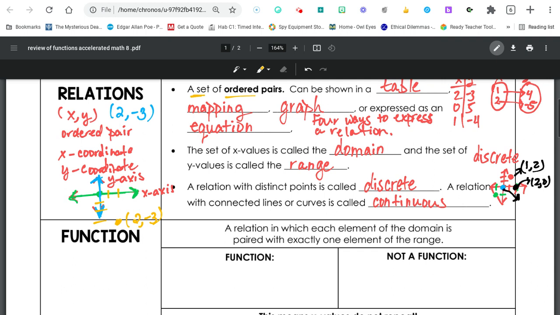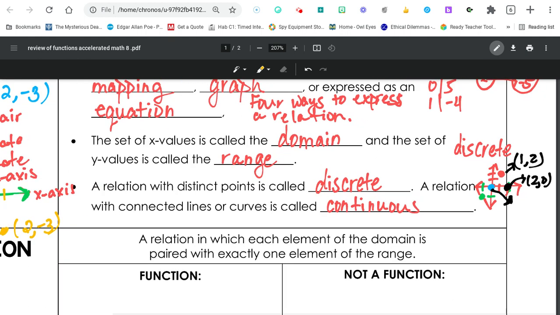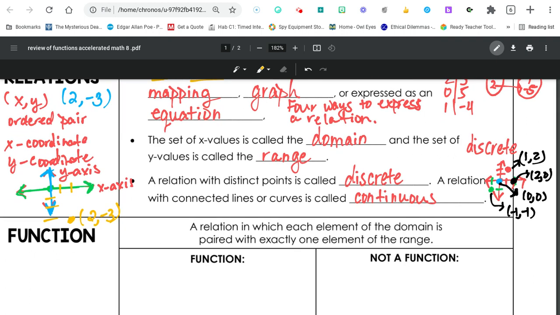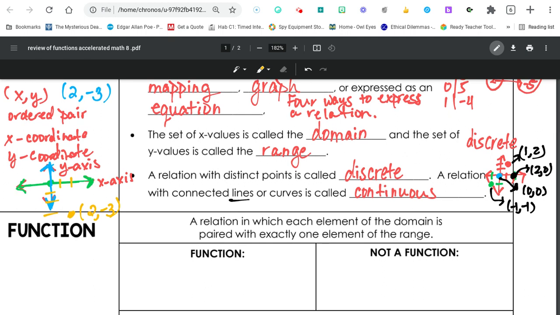This is the ordered pair 0, 0, which is also known as your origin. And the green one is the ordered pair -1, -1. Okay, but in other words, in a discrete graph, they're like little scattered points. You can tell what those scattered points or ordered pairs are. So that's called discrete. A continuous graph has lines and curves in it, guys.